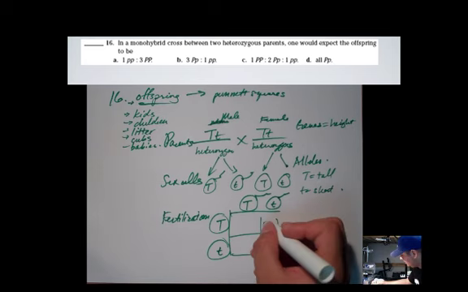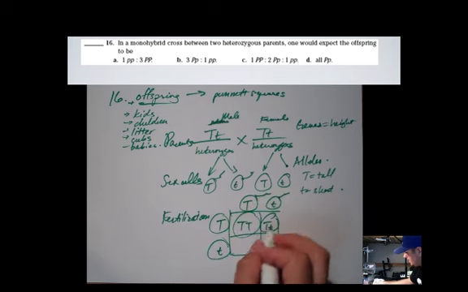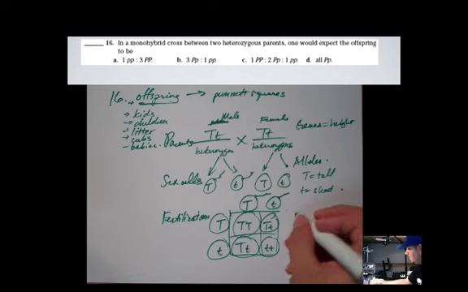And what do we get? Well, fertilize them. Down and across, down and across, down and across, and down and across. So, what's the genotypic ratio?